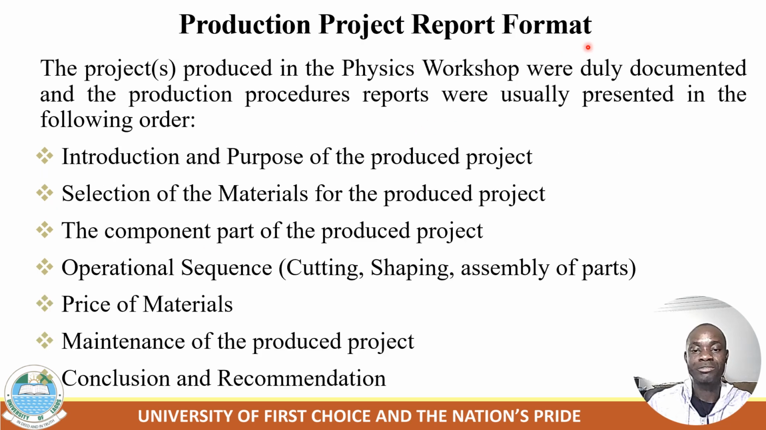Production project report format. The projects produced in the physics workshop are duly documented, and the production procedure reports are usually presented in the following order. One, introduction and purpose of the produced project; selection of material for the produced project; the component parts of the produced project; operational sequence that involves cutting, shaping, and assembly of parts; price of materials; maintenance of the produced project; conclusion and recommendation. So all the projects carried out in the workshop, we follow this format to document them academically.